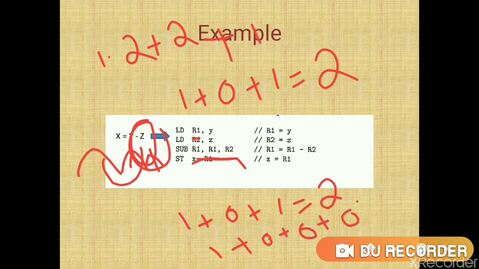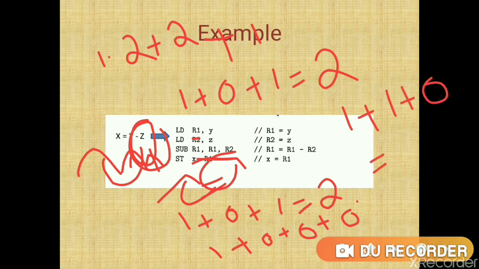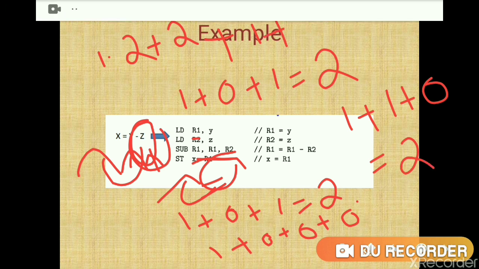Now what about the last statement? Store x comma R1. So whatever value we calculated, the result will be inside R1. I will store that value to x. So what is the cost for the last step? 1 plus x is a constant value, so it is 1. Next is R1, so it is 0. So total cost will be 2. So finally I will add 2.